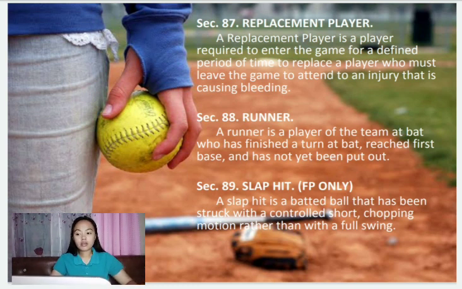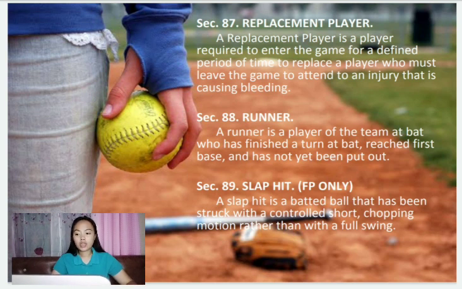Next is section 88, the runner. A runner is a player of the team at bat who has finished their turn at bat, reached first base, and has not yet been put out. So, ang runner, yan na yung natapos na mag-bat, then naka-reach na siya ng first base, pero hindi pa siya na-out.